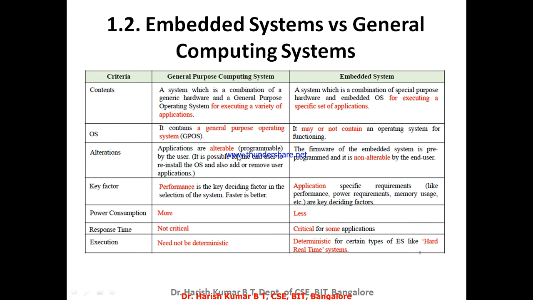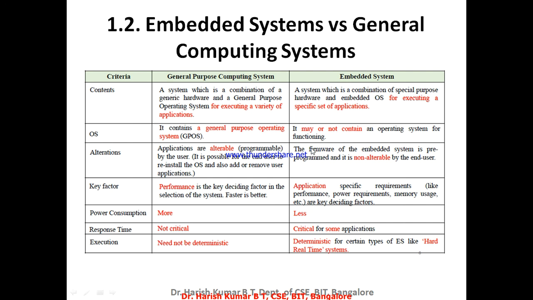Now alterations: in general computing systems, applications are alterable. That means the application written by the user can be programmed at any point of time. Say for example, I have Windows 7 installed on my general computing system. Now I don't want Windows 7, I want to switch to Windows 10. I can just uninstall Windows 7 and reinstall Windows 10.